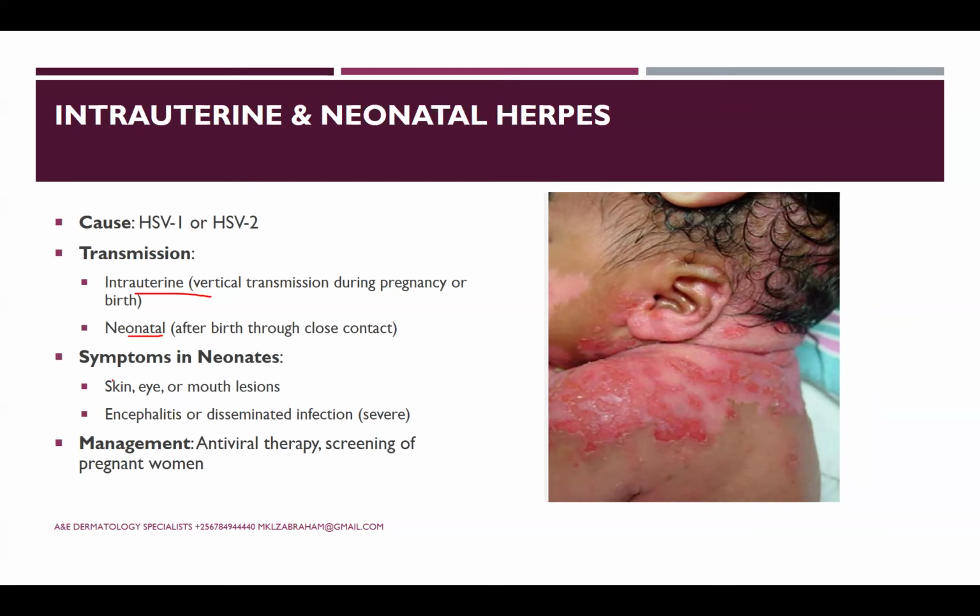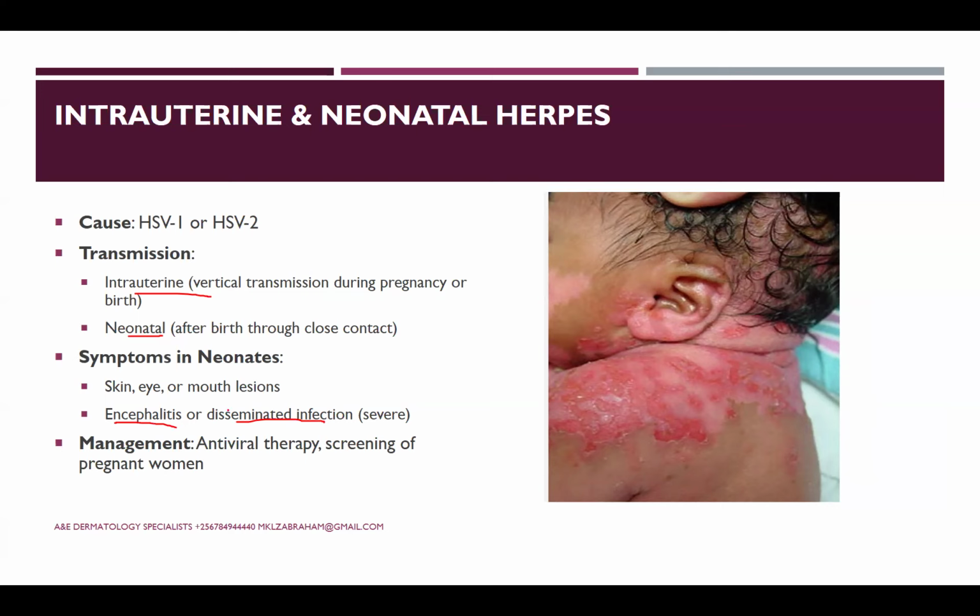So that is 1 month. They can present with a syndrome which you call SEM, that is skin, eyes, and mouth lesions, or they can present with disseminated disease. In that case, this is a severe form, or they can present with even encephalitis.